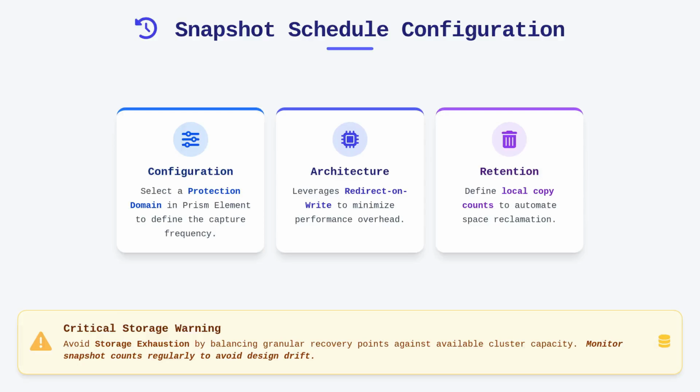Misconfiguring these settings is a common cause of unexpected storage exhaustion, so it is vital to balance the need for granular recovery points against the storage capacity available on your cluster. Always monitor the snapshot count for each domain to ensure that your actual usage does not drift away from your documented design.